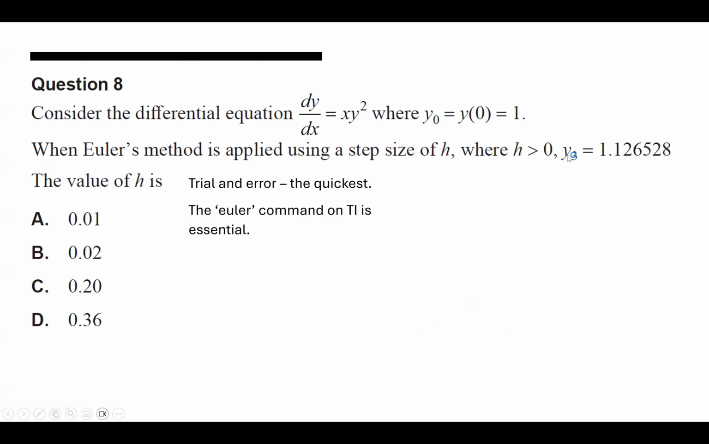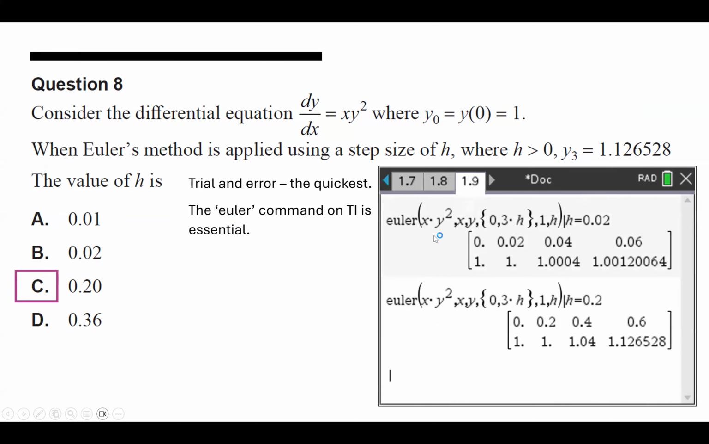The question does tell us the third y, or the y value obtained by Euler's method after 3 iterations, is this value here. Good thing is we have all the options available, so we can use trial and error with the Euler command on the TI. Here is my screen down. Probably you could have trialed 0.01. Well, the setting out, I would like to draw your attention to this one, the setting out.